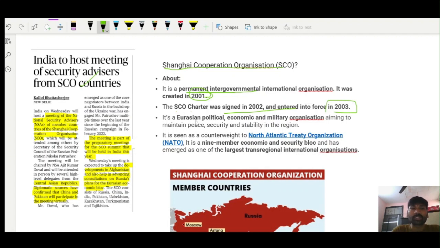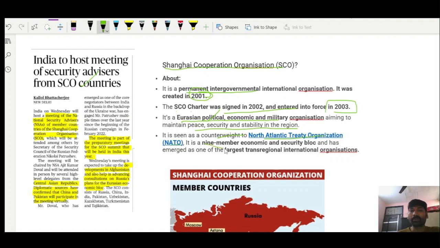So the SCO has a common charter, signed in 2002 and entered into force in 2003. It is a Eurasian political, economic and military organization aiming to maintain peace, security and stability in the region. The Eurasian region comprises Asia and Eastern Europe, together called Eurasia. So the Shanghai Cooperation Organization maintains peace, security and stability in the region. Right. It is generally seen as a counterweight to the North Atlantic Treaty Organization, NATO.